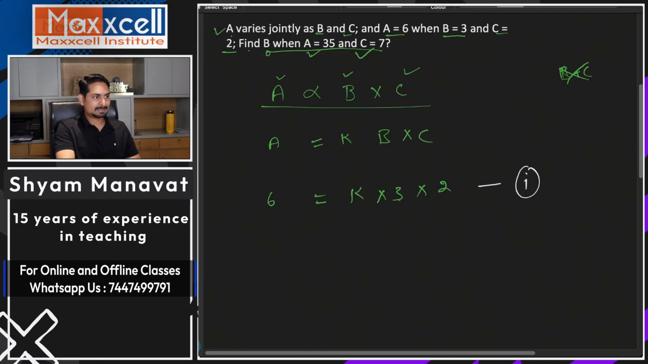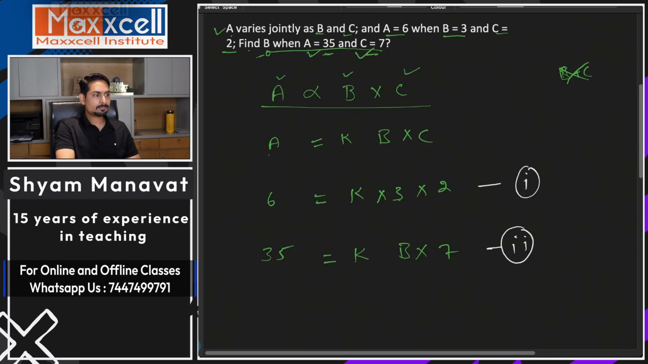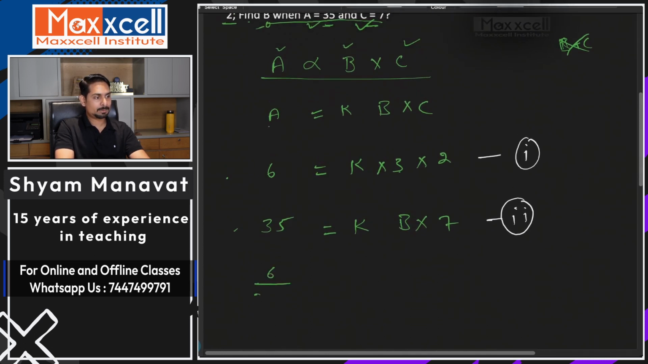Now in the second condition, we have been given A equal to 35, C equal to 7, and we need to find out B. Again, the proportional constant, because it is constant, will remain the same in this particular question. Let me call this equation number 2. Now, if I divide equation number 1 by 2, that's how I can also eliminate the proportional constant.